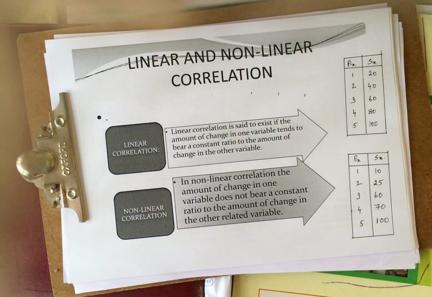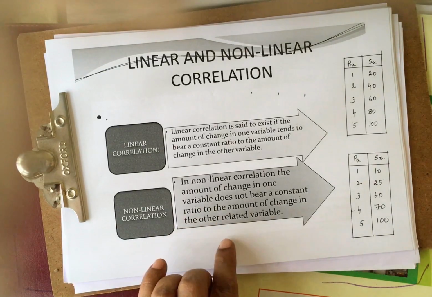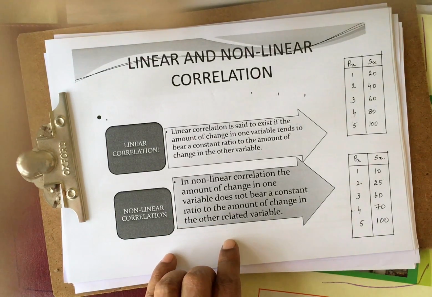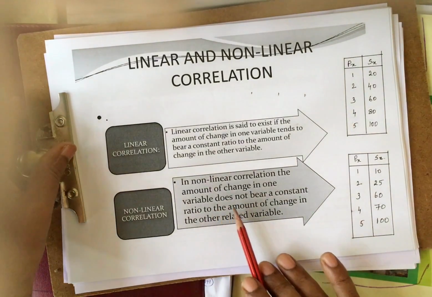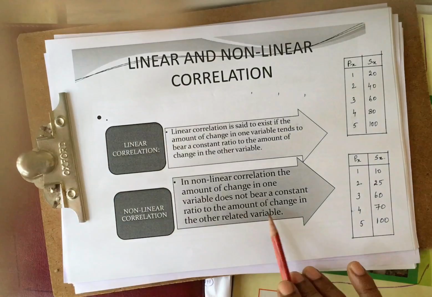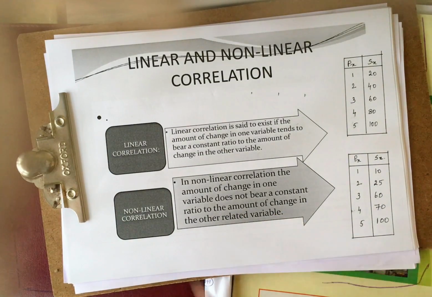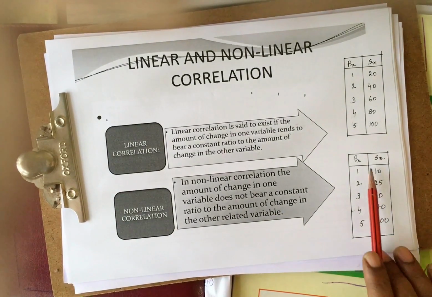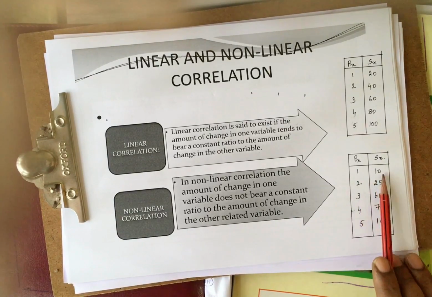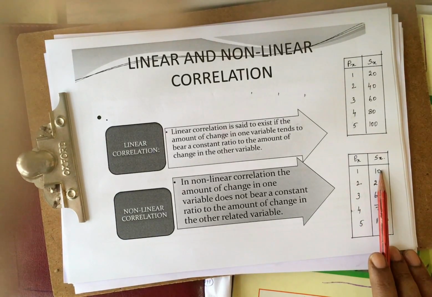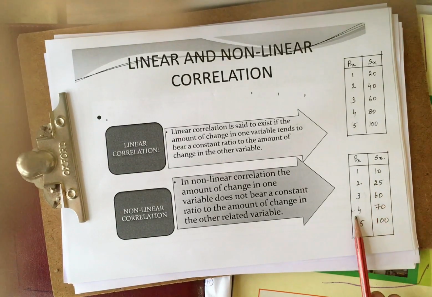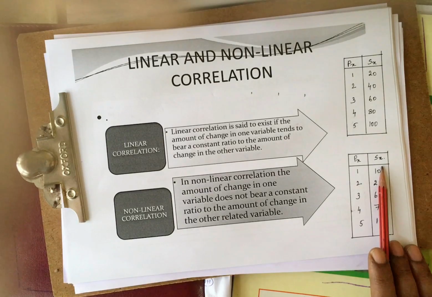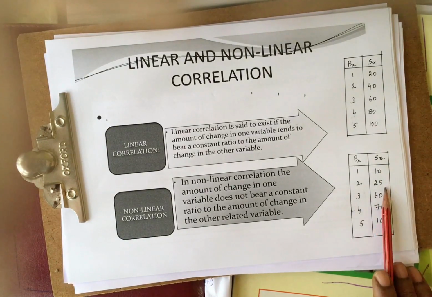Now the next one is non-linear. What is non-linear? In a non-linear correlation, the amount of change in one variable does not bear a constant ratio to the amount of change in the other related variable. That is called non-linear. It means here the changes may be constant, whereas the changes in the next variable are not constant. Here the price of x good changes by a constant amount, whereas the supply of x good changes, but not by the same amount.